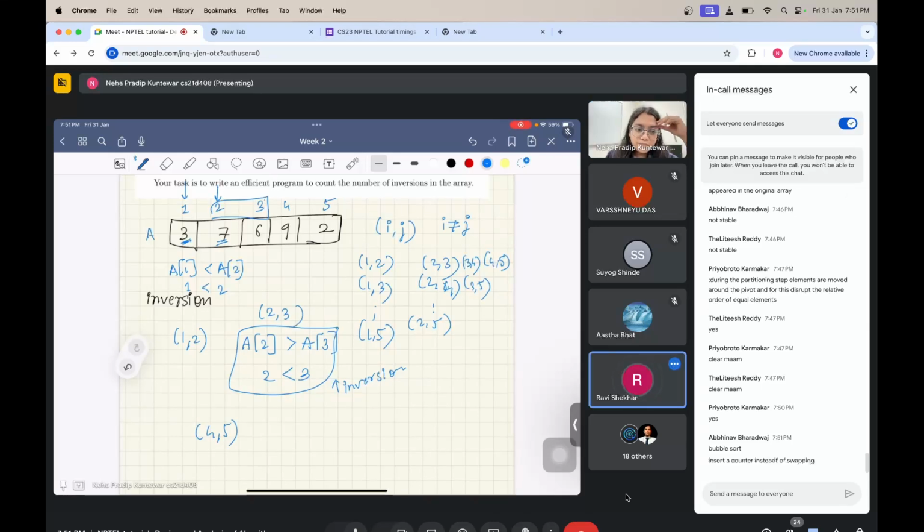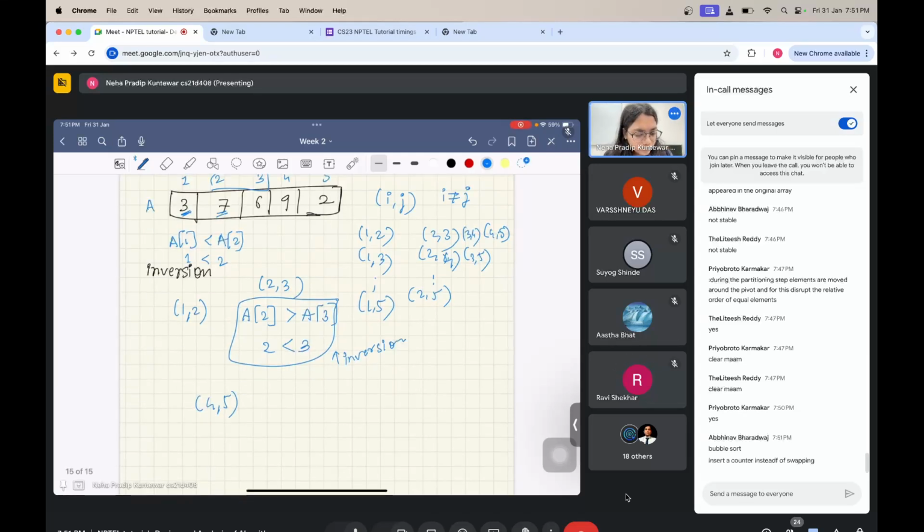Whenever we are comparing an element from the unsorted part to the elements in the sorted part... Yeah, that is actually correct.